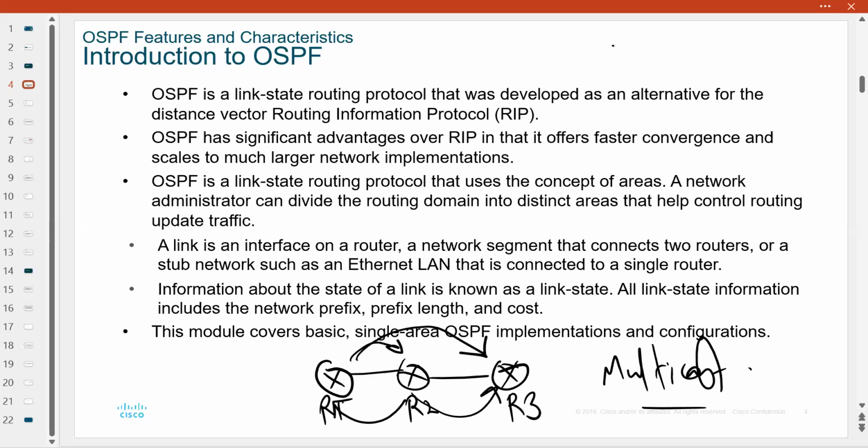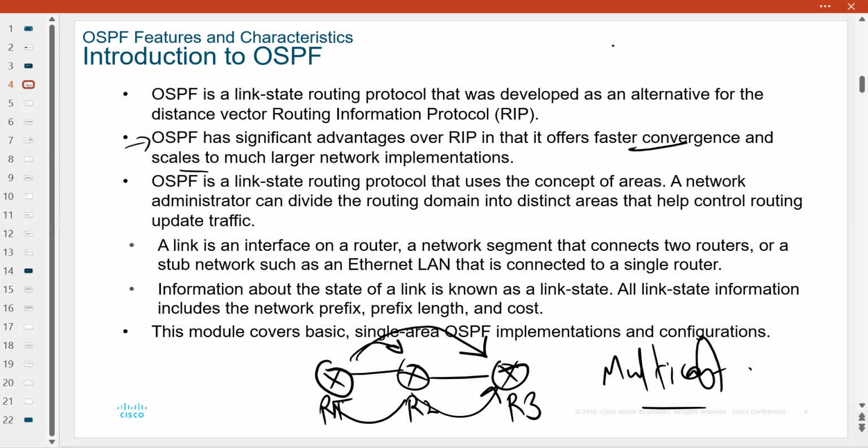So that is one of the advantages of link state protocols over distance vector protocols. OSPF has a significant advantage over RIP in that it offers fast convergence and scales to much larger network implementations. We've talked about fast convergence. Now, in terms of scalability, it's evident.